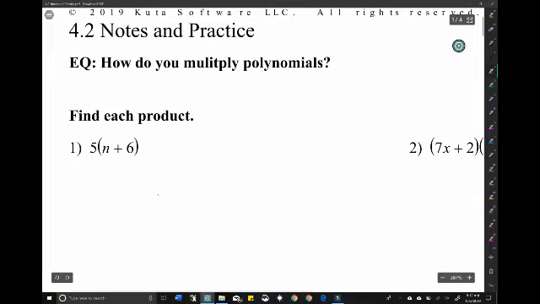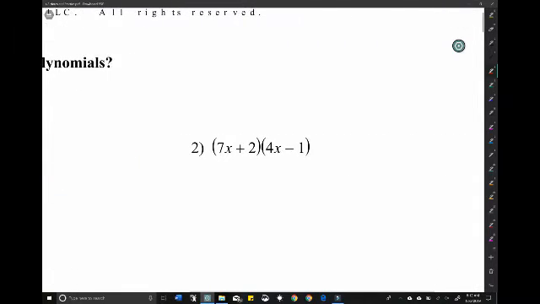All right, so for number one here, if you just see something simple like this, a 5 out front, we're just going to distribute that to both things. 5 times n is 5n. 5 times 6 is 30. Bada bing, bada boom, done. Simplified.